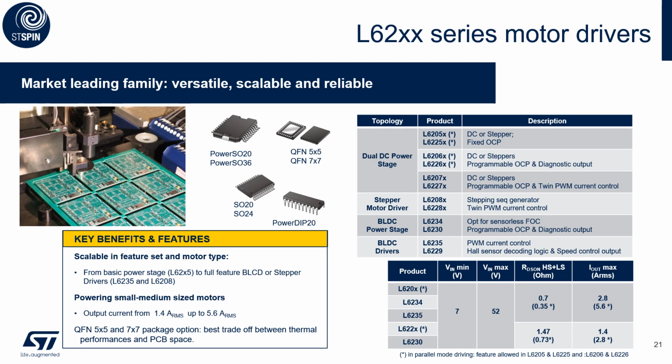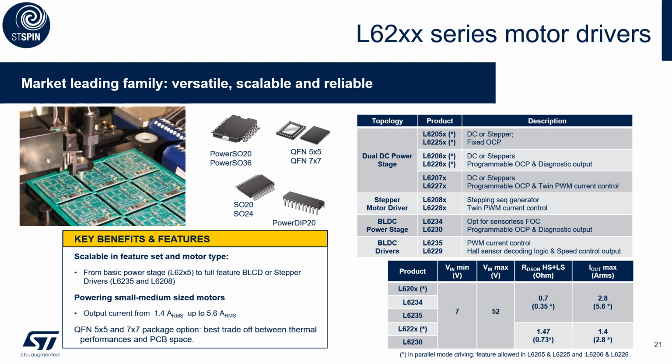The family offers different solutions for brushed motors, brushless motors, and stepper motors with different RDS(on) and current output up to 2.8 and 5.6 amp RMS, and are available in different packages like PowerSO, SO20 and 24, PowerDIP, and also in QFN to fit perfectly to our customer needs. The family is also scalable in terms of the embedded features, which we can see in the table on the upper right-hand side. For the brushed and stepper motors, we can choose between different functions.